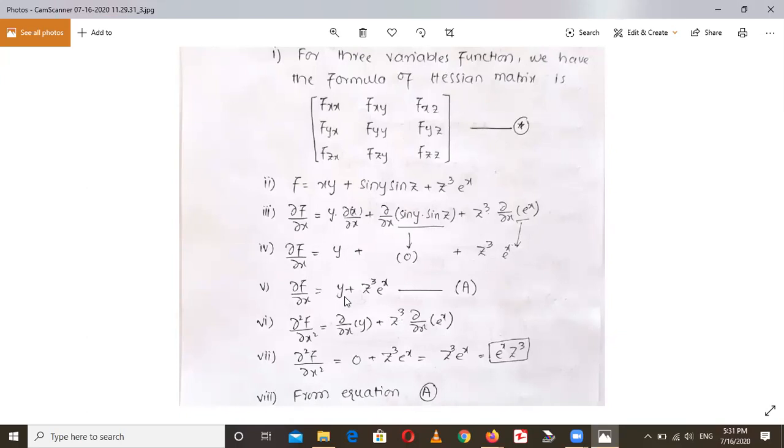Now look at step number 6. I will again differentiate both sides with respect to x. So the left side will become del square f divided by del x square. This will represent the double derivative with respect to x. I will take the derivative of y. Here y is a constant, so I will take its derivative, plus z cube will move forward, and I will only take the derivative of e power x.